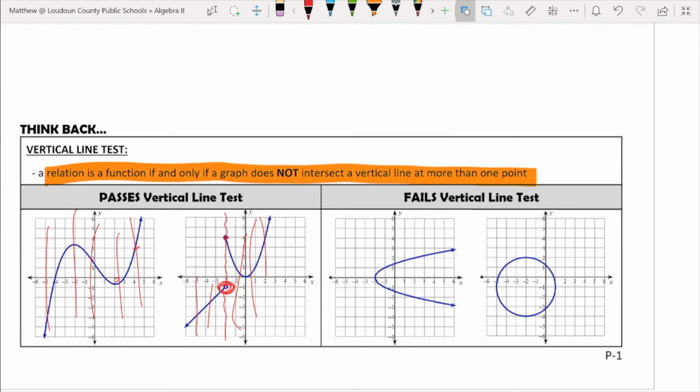All right, same with this. Here, I draw the vertical line. It hits at 2 points, right here and right here. So this is not a function. Same with this one. Anywhere I draw it, boom, boom, boom, whole bunch of places, not a function. So these are not functions.